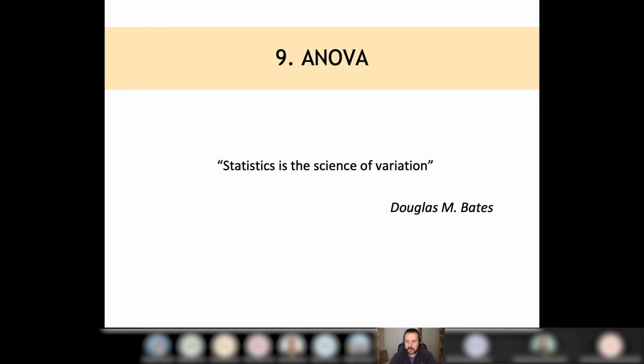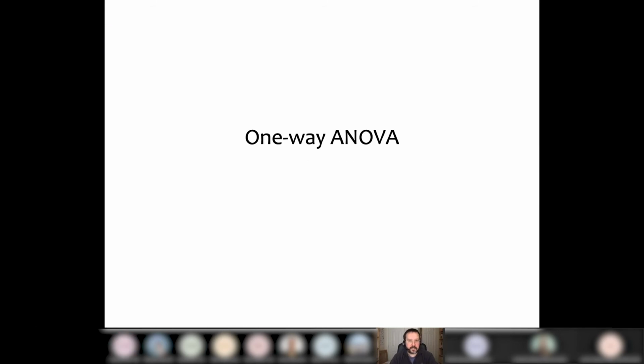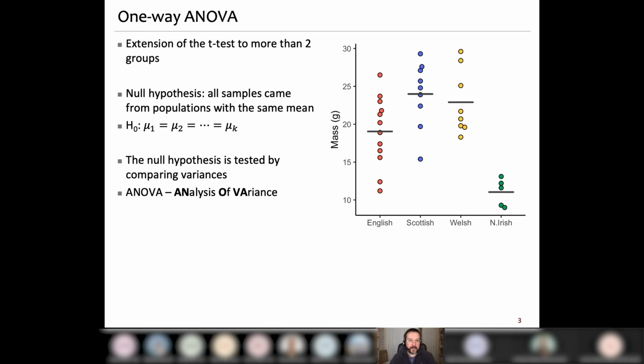Hello, today I'm going to talk about Anova. We start with one-way Anova. Anova means analysis of variance. It's an extension of the t-test to more than two groups.